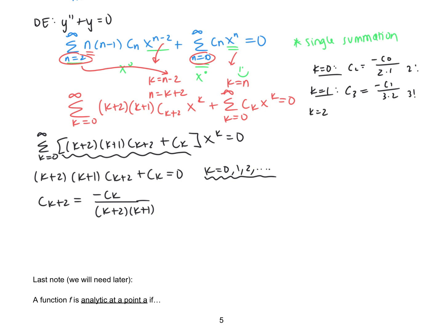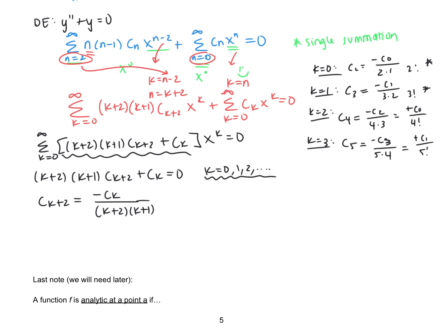If I substitute in k equals 2, I'm going to get c4 is equal to negative c2 over 4 times 3. So then if we remember, we have this c2 above that we're going to use. So this is the same as positive c0 over 4 factorial. So then if I use k equals 3, I'm going to get c5 is equal to negative c3 over 5 times 4. C3 we have above though, so that's the same as positive c1 over 5 factorial.